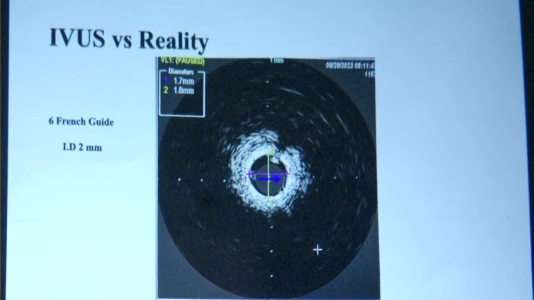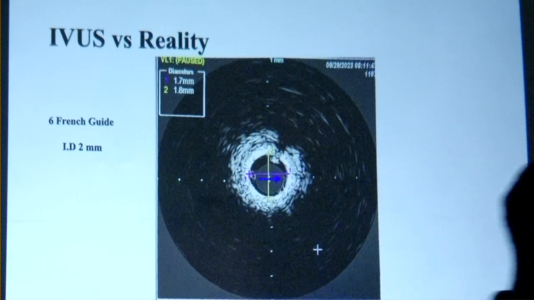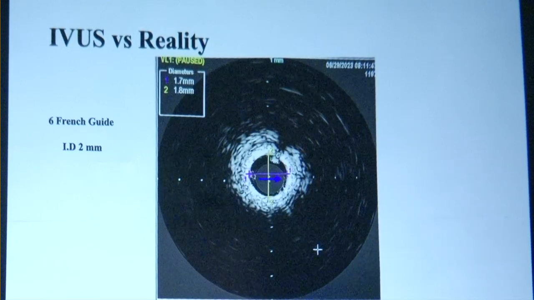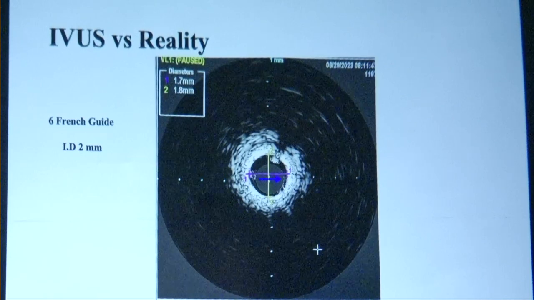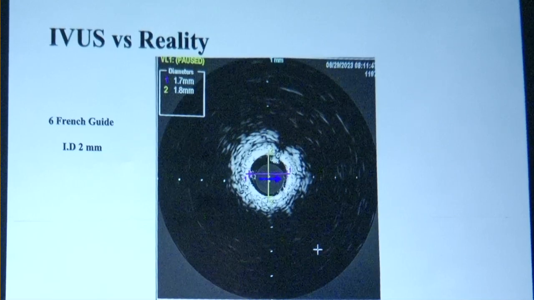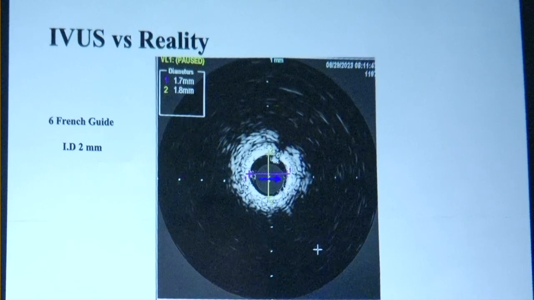This is a case from about a month ago in my lab, and this is a 6 French guide catheter imaged by the IOS catheter on a pullback. It is supposed to be a 2 millimeter internal diameter. And by several repetitions of measurements, these were the numbers we got, 1.7, 1.8. So again, we are dealing with ballpark figures.